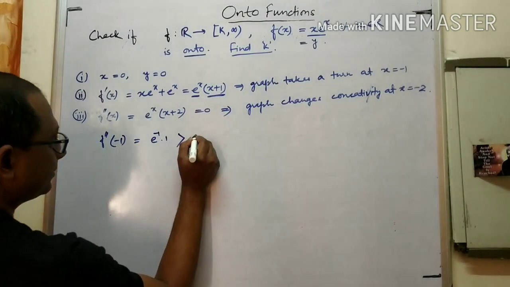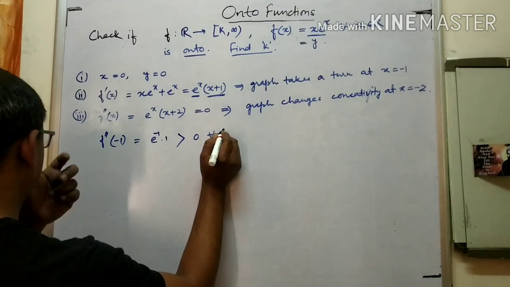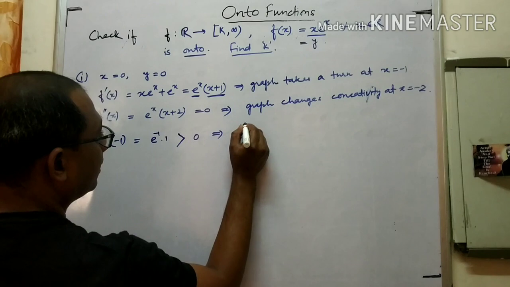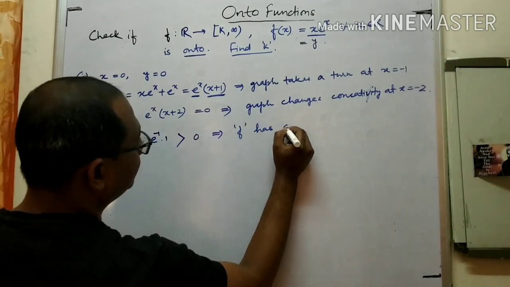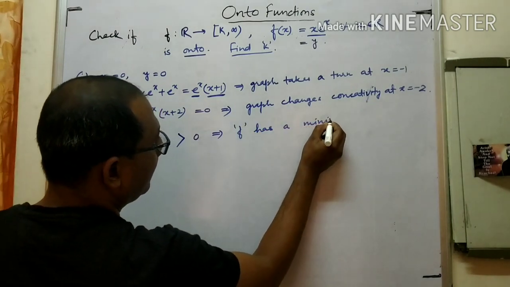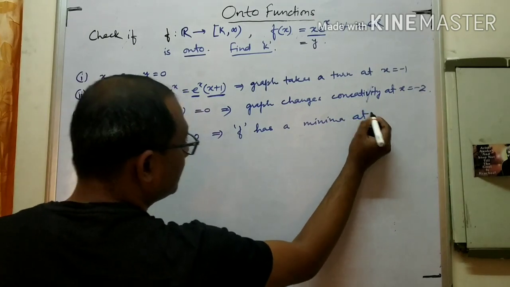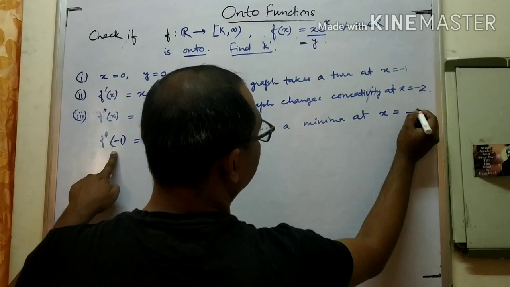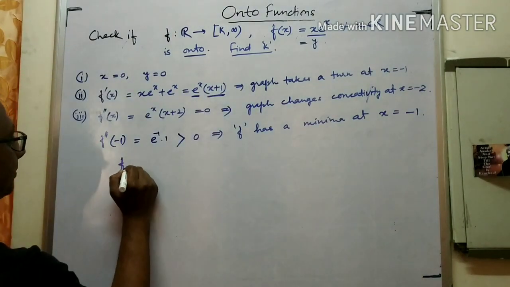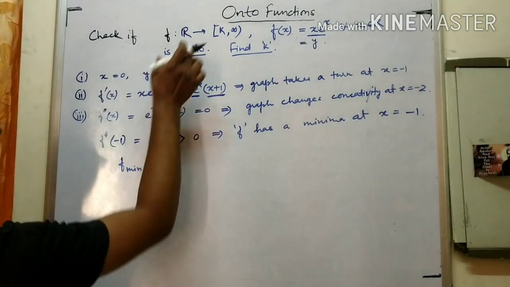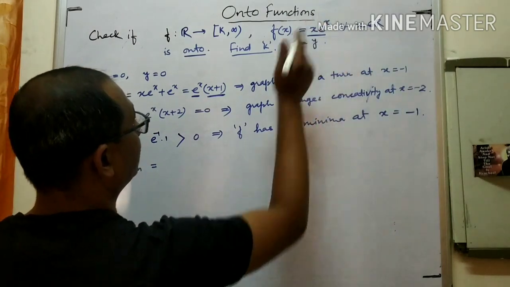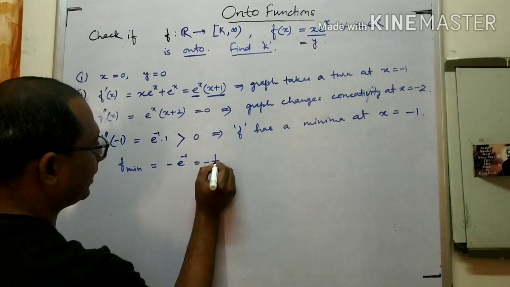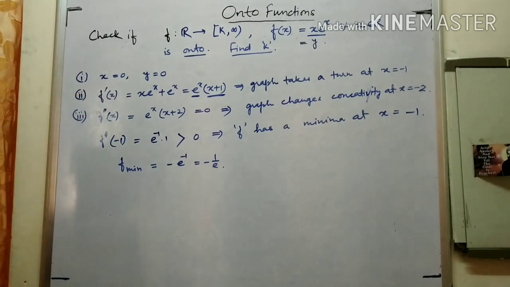That is positive. Positive implies f has a minima at x equal to minus 1, and f minimum is, we'll put the value of x equal to minus 1 here to get minus e to the power minus 1, that is minus 1 by e. This is the minimum value.